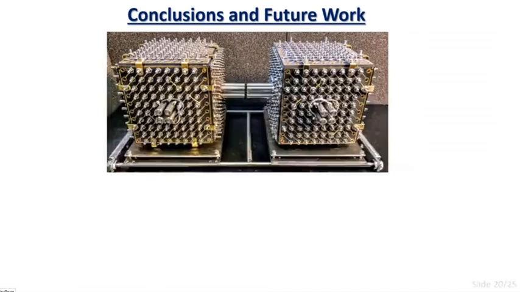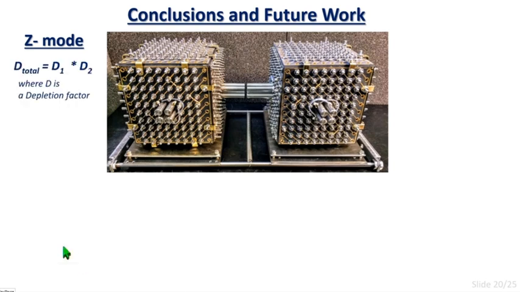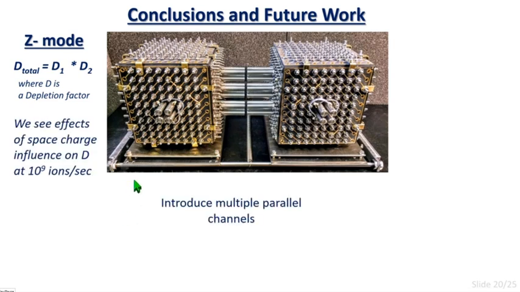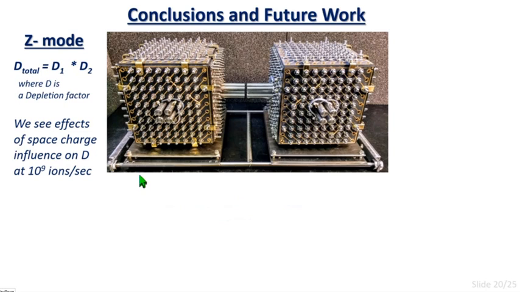So in conclusion, and the future work: we started with Z mode because it's a low-hanging fruit. It's easy for us to produce. And indeed, we tested the previously stated hypothesis, whether the depletion coefficients of both devices would be multiplicative. And it looks like it's true. We do see the effects of space charge that approximately start when 10⁻⁹ ions per second pass through the first multi-Q ion trap.